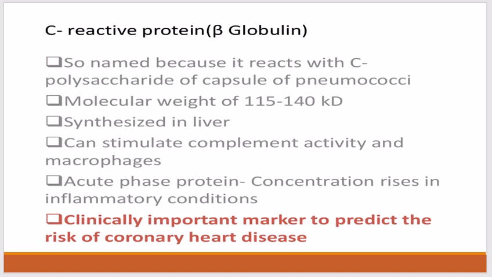Now coming toward the second beta globulin, that is the C-reactive protein. It is named so because it reacts with the C polysaccharide of the capsule of the pneumococci. The molecular weight is 115 to 140 kilodaltons, and it is synthesized in the liver and can stimulate the complement activity and macrophages. It is also an acute phase protein, and the concentration rises in the inflammatory conditions, and clinically it is an important marker to predict the risk of coronary heart disease.